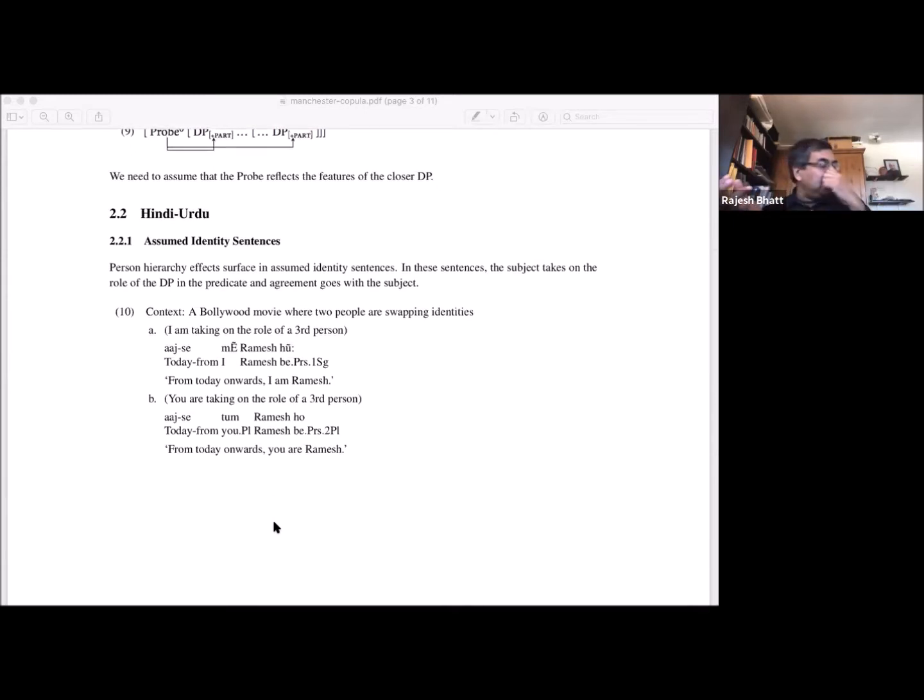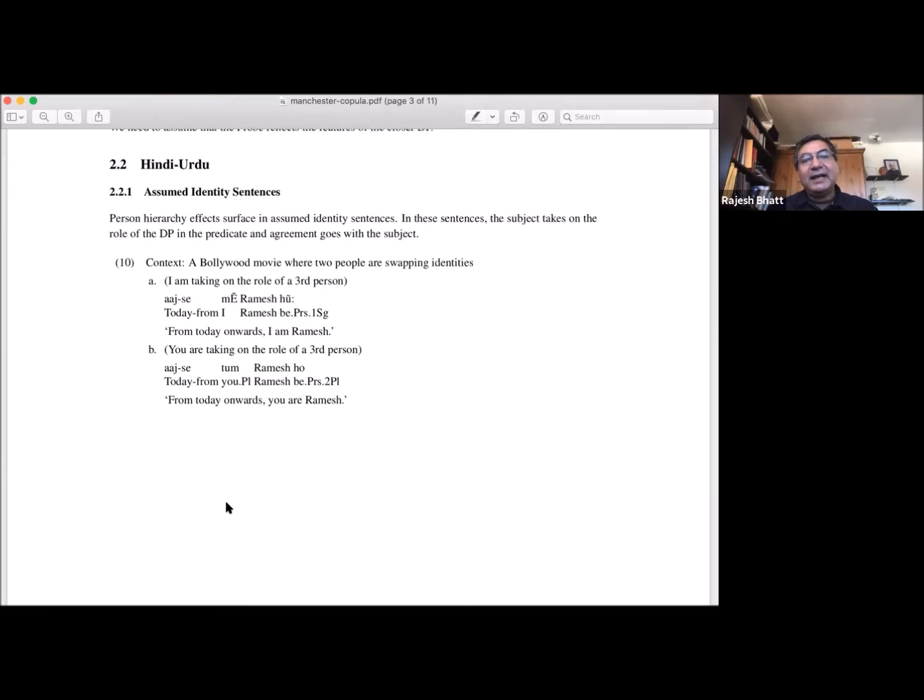In Bollywood movies, you could imagine one where people swap identities and pretend to be someone else. This was also a theme in one Shakespeare play that I read as a child. So you can say, Aaj se main Ramesh hoon. Note that the verb is agreeing with main. So it's first person singular, it's with the subject. I can also instruct, like, Aaj se tum Ramesh ho. So you are going to play Ramesh in this play or this movie.